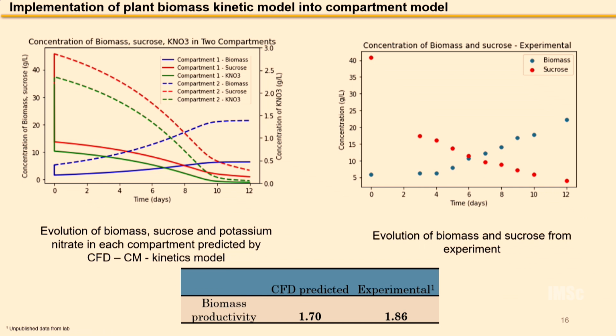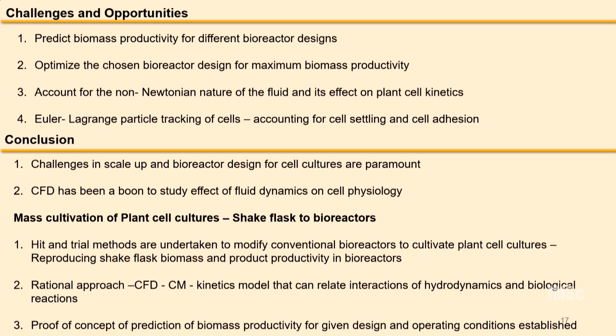Based on the volume-averaged values, we calculated the biomass productivity, and it was around 1.7 grams per liter per day, which is quite close to the experimental data. Now we are looking into improving this model to see how the biomass and the substrates vary in more specific zones, using more than two compartments. We were able to establish that when this CFD model is linked with the biomass kinetics equations, we can predict the biomass productivity for a given hydrodynamic condition.